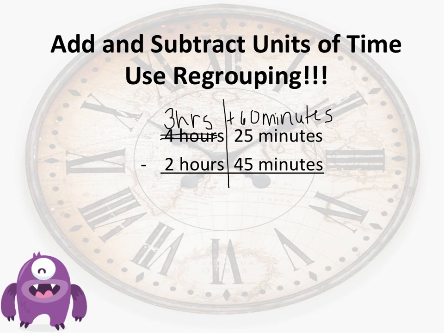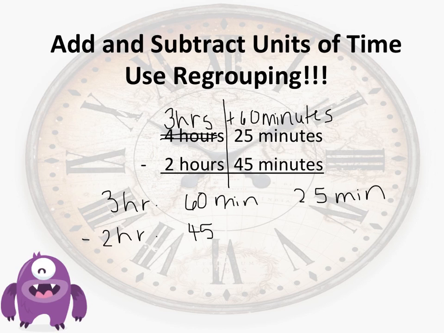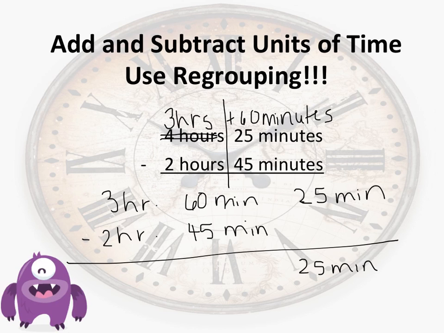To make the problem easier to solve, I'm going to rewrite it. 3 hours, 60 minutes that I regrouped, and 25 minutes that I started with, minus 2 hours and 45 minutes. 25 minutes minus nothing is 25 minutes. 60 minutes minus 45 minutes is 15 minutes. And 3 hours minus 2 hours is 1 hour.